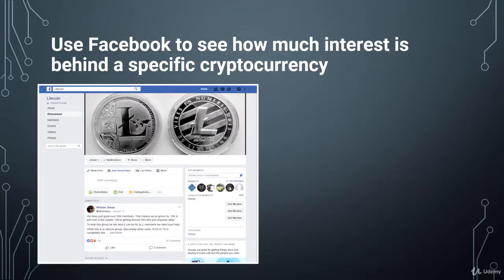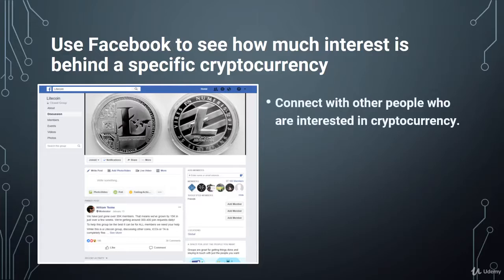Finally, go to Facebook and see if there are any Facebook groups for the coin. Join these groups and see how active they are to gauge the level of interest that people have towards the cryptocurrency in question.